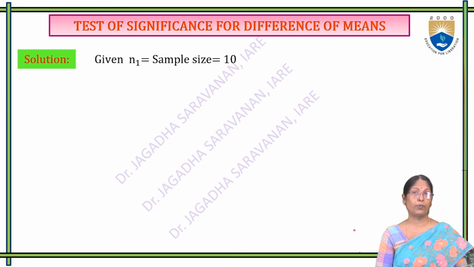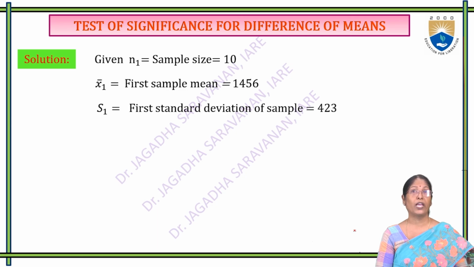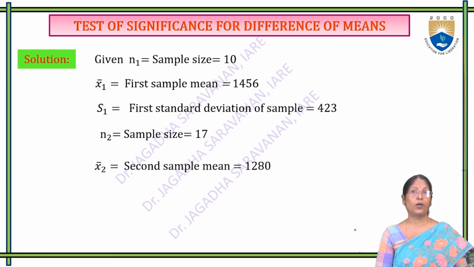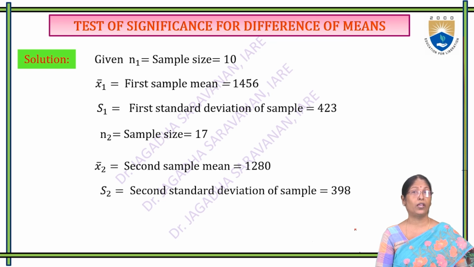N1, the sample size, equal to 10. X1 bar, the first sample mean, is 1456. S1, the standard deviation of the first sample, is 423. N2, the sample size, is 17. X2 bar, the second sample mean, is 1280. S2, the sample standard deviation, is 398. In this problem there is no sigma 1 or sigma 2, the standard deviation related to the population.